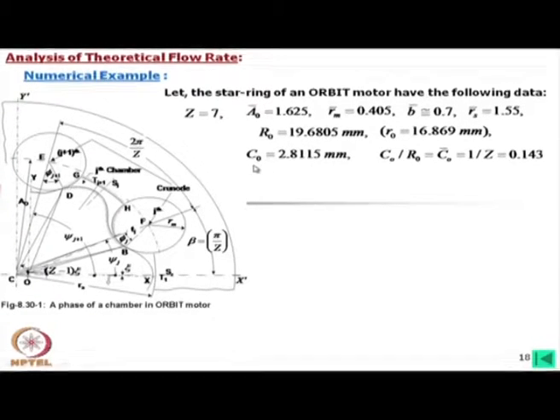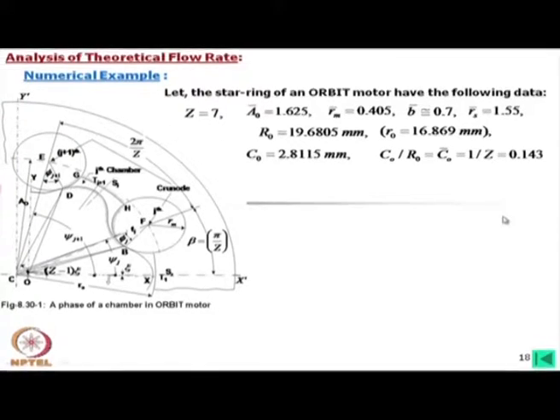Interestingly, we use A0 and Rm bar, but we never use this C0 bar, because C0 bar is nothing but 1 by Z. You will find the relation capital R0 by small r0 is nothing but Z by Z minus 1. So their difference will be 1 by Z. This means that C0 bar is 1 by Z. So, in the formula you will find that not C0 bar is used, only 1 by Z is used.